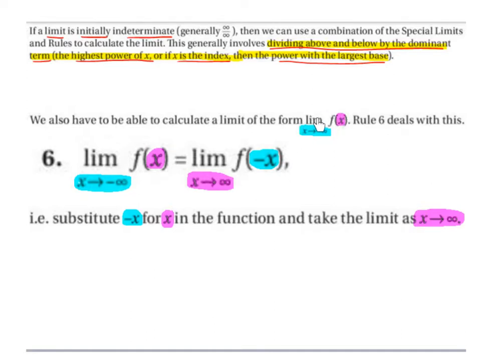We also have to be able to calculate a limit in the form of f of x as x approaches negative infinity. Rule 6 deals with this. So the limit of f of x as x approaches negative infinity is equal to the limit of f of minus x as x approaches positive infinity, i.e. substitute minus x for x in the function and take the limit as x approaches positive infinity. So basically just swap the signs between the limit and the x.